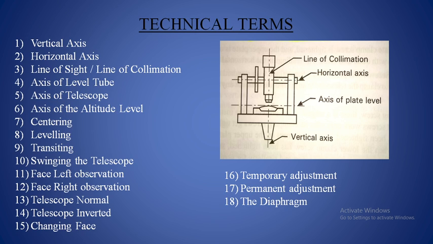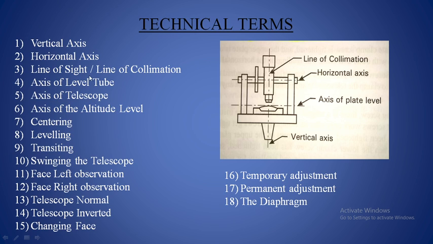This imaginary axis is known as the vertical axis, and it will be exactly perpendicular to the ground surface. The next one is the horizontal axis. This horizontal axis passes through the center of the A-frame, and it will be perpendicular to the vertical axis and parallel to the ground surface.